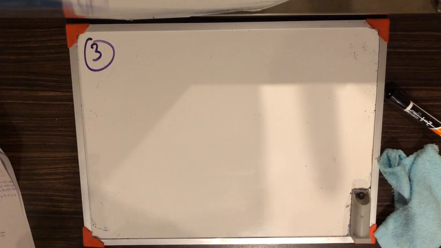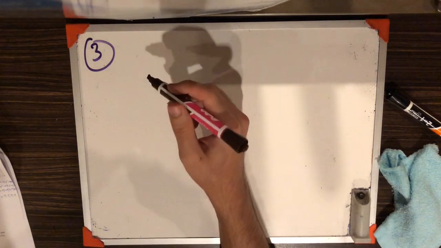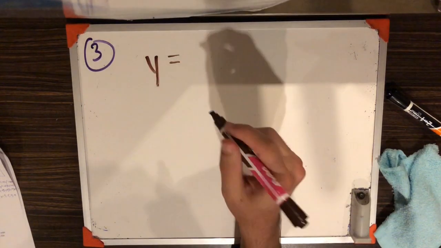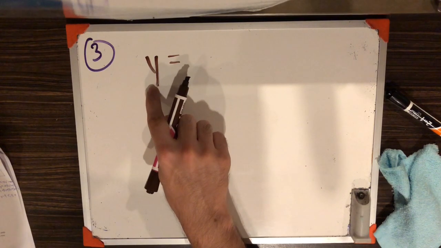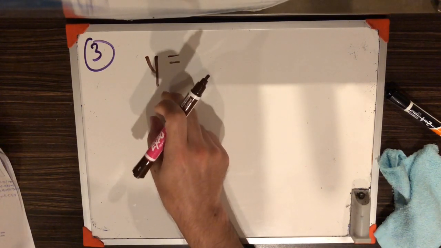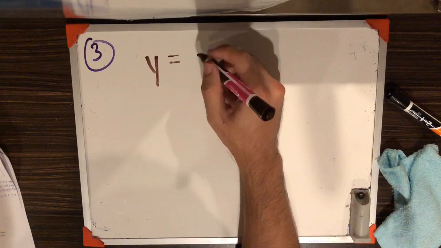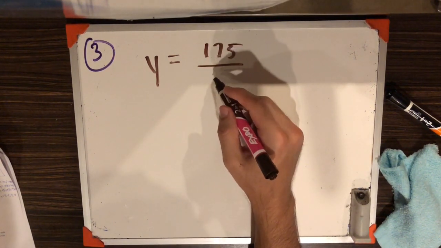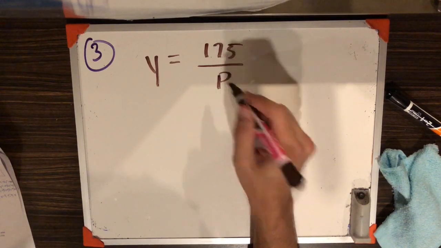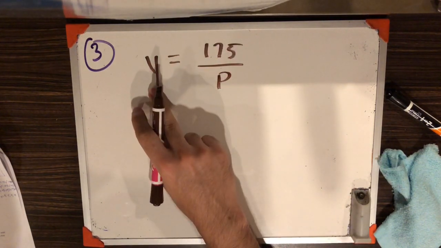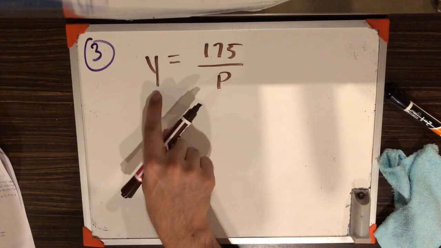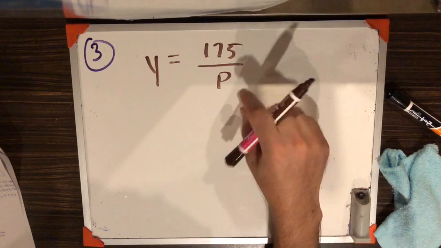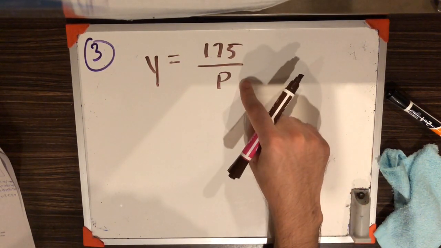Probably the best way to represent this is in two equations. The first situation, we had y. Let's pretend y is the value that each person pays. Now our bill was 175. Let's divide it by the number of people. So y represents the amount that each person pays, 175 being the bill divided by the number of people. That's pretty simple and self-explanatory.